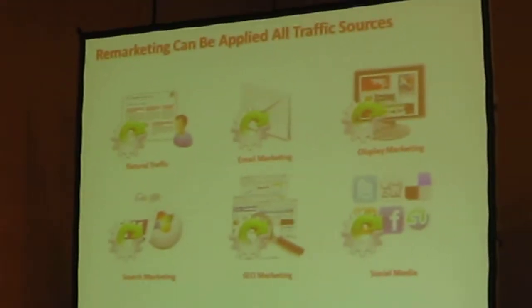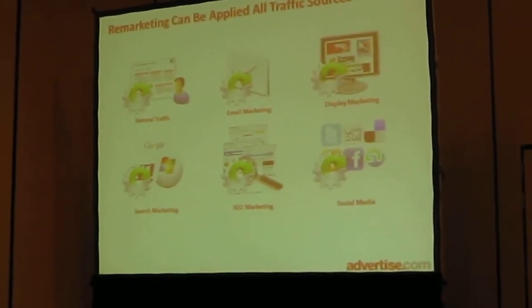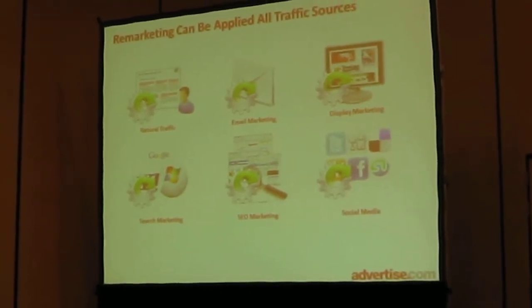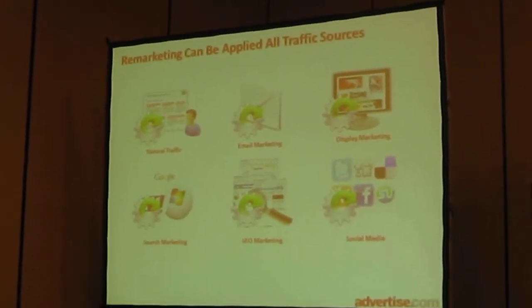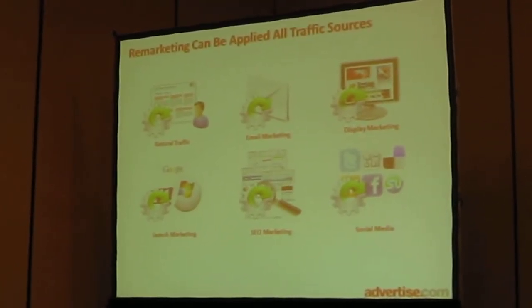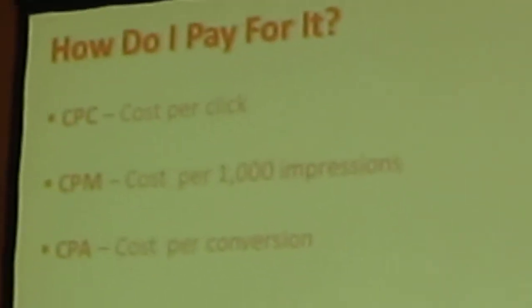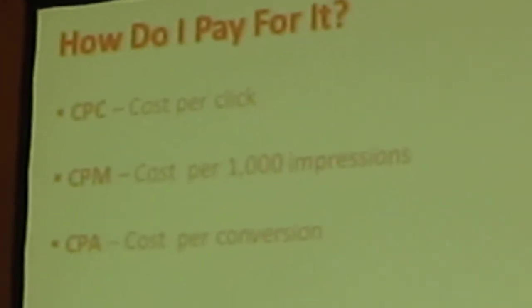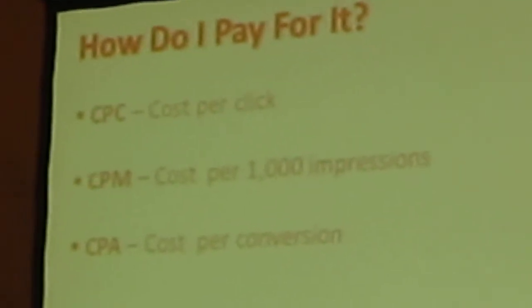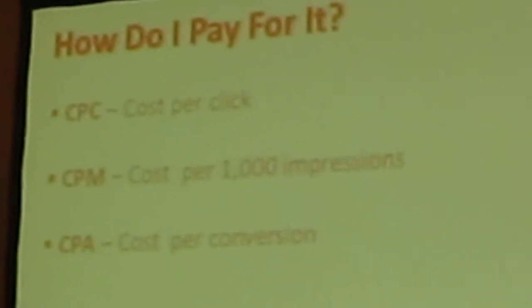Remarketing works really well with all sorts of traffic, whether you're buying email marketing, display, search marketing, SEO, social media. You can really utilize remarketing for all of your marketing efforts. Conversely, if you are only interested in, say, doing remarketing for users that are organically reaching your website, you can do that as well. Remarketing is extremely flexible. Depending on the network that you're working with, you can buy remarketing on a cost per click basis, which is similar to the Google model. You can buy it on a CPM, where you're paying a fixed fee for every 1,000 impressions, or you can buy it on a CPA basis based on actions when the users come back and purchase.